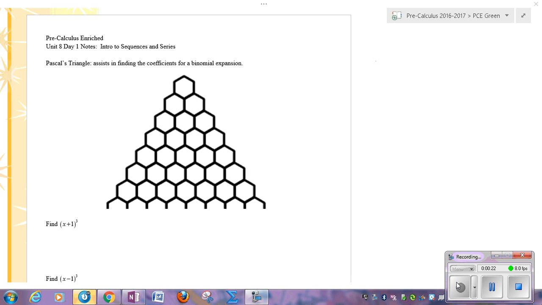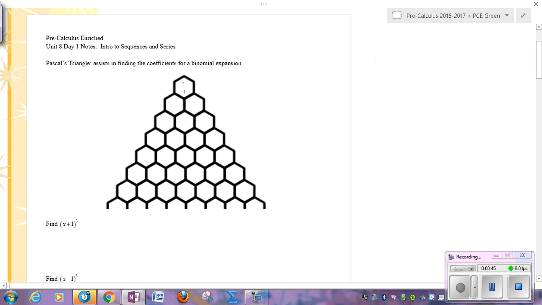We're going to start off day 1 with Pascal's triangle. Some of you may remember this from last year. Pascal's triangle is used for a binomial expansion. If you had something like 2x plus 7 raised to the 5th power, you don't want to write that out 5 times and then multiply it all out. So what we're going to do is fill in Pascal's triangle here.